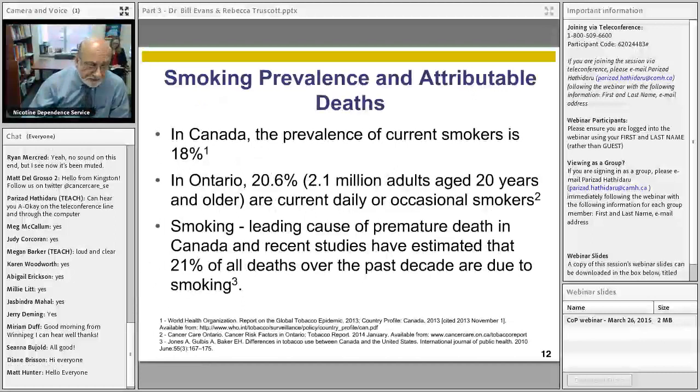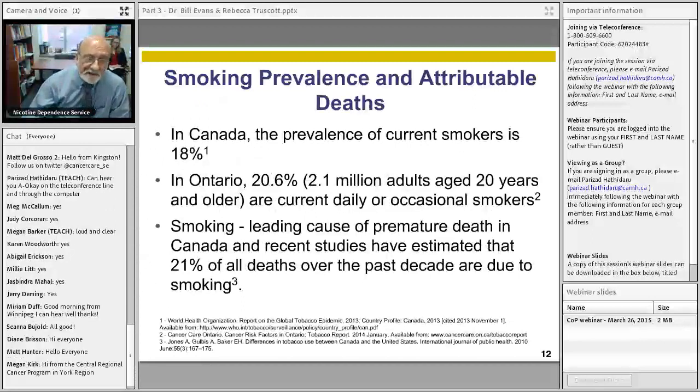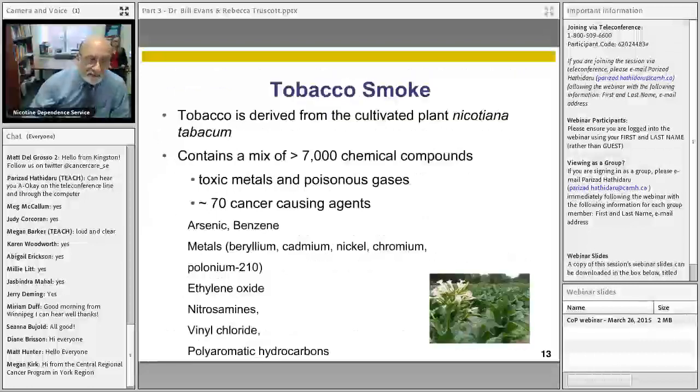Now, in Canada, there's been a lot of effort by a lot of organizations and a lot of good public policy to drive down smoking rates from what they were in the 1950s, but it still sits at around 18%. In the province of Ontario, it's a little higher, estimated at almost 21%, with 2.1 million adults 20 years and older being either daily smokers or occasional smokers. Smoking remains the leading cause of premature death in our country, and it's estimated that about 20% of all deaths over the past decade have been directly related to smoking.